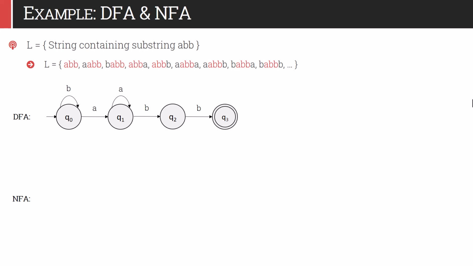From state Q2, can we have a self loop of A? No.